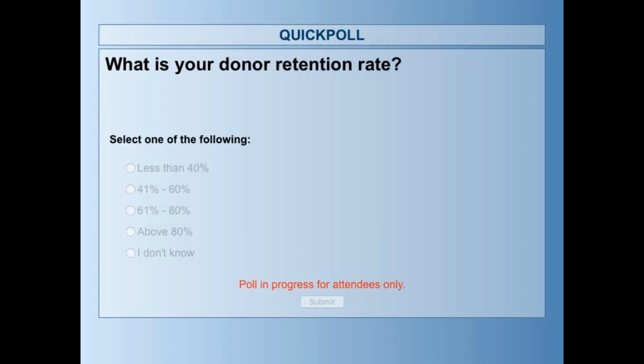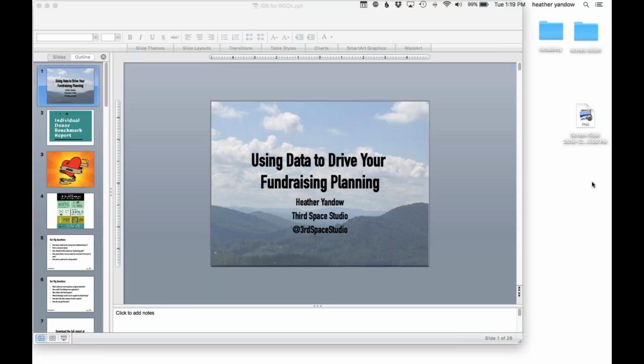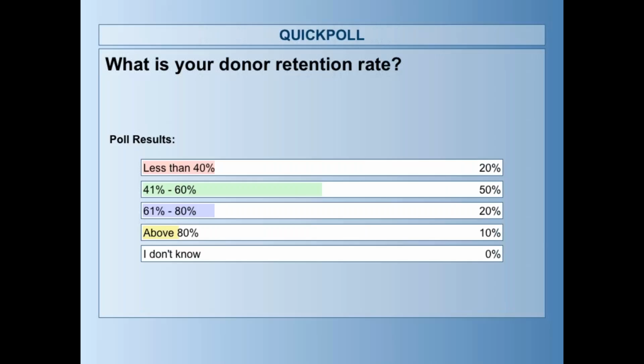All right. Thanks to everybody who has voted. And here are our results. Most folks, about 50% of you, are in that 41 to 60. Then an almost equal distribution of less than 40, 61 to 80, and above 80%. Nobody said I don't know. Maybe that's the folks who didn't know didn't take the survey.